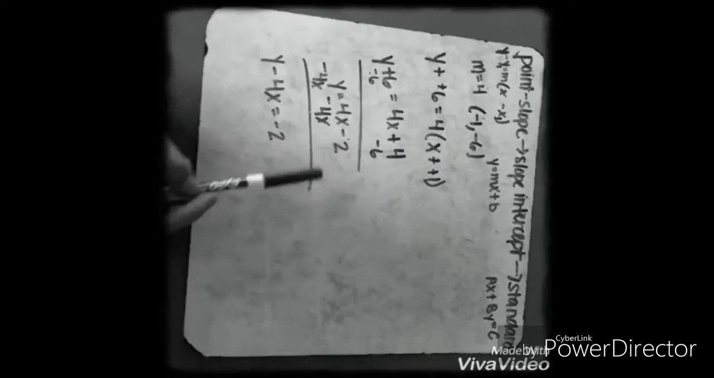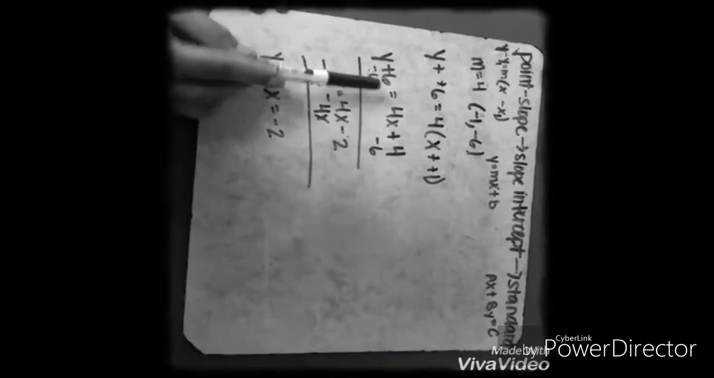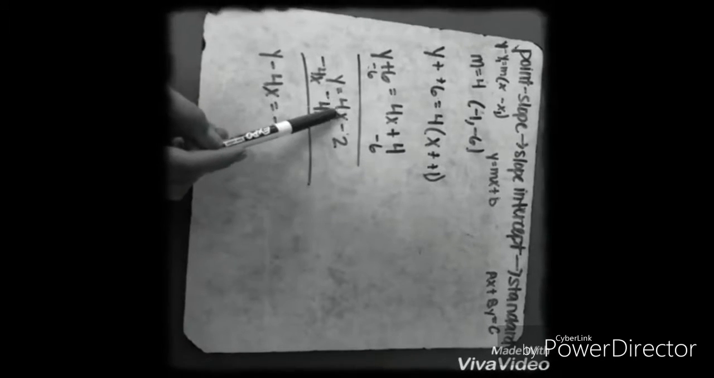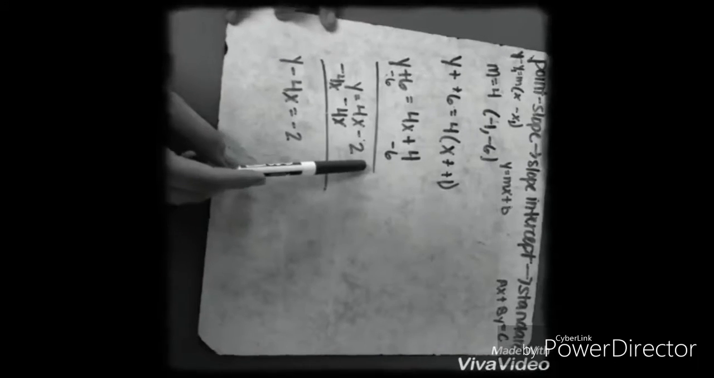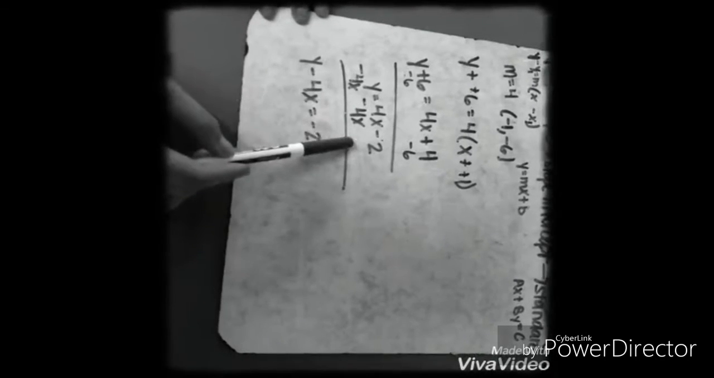And now we're going to change this into slope-intercept form. So we're going to subtract 6 from this side to get y by itself, and subtract 6 from this side, and we get y equals 4x minus 2. And this is our slope-intercept form. And now we're going to get it into standard form. So we're going to subtract the 4x from both sides, and we get y minus 4x equals -2.